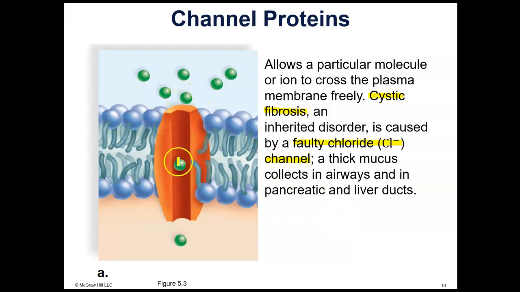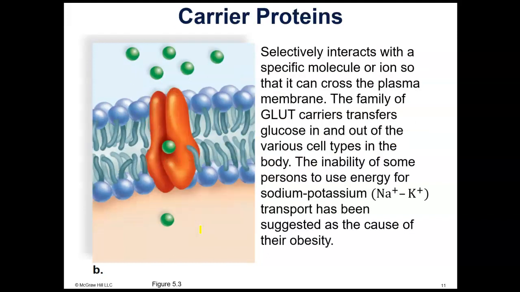So you can see a channel protein just has a pore that goes directly from one side of the plasma membrane to the other. A carrier protein is very similar, but it will actually bind with the substance to be transported. Once it binds with that substance, it will change shape and move it across. So there are glucose carriers, there are sodium carriers, carrier proteins and channel proteins are specific.